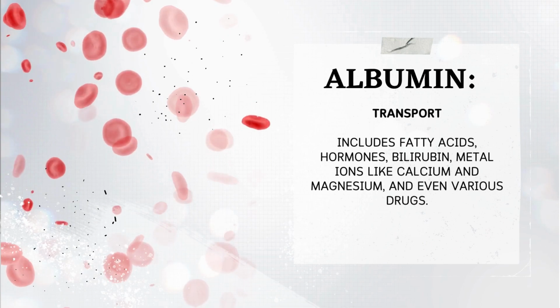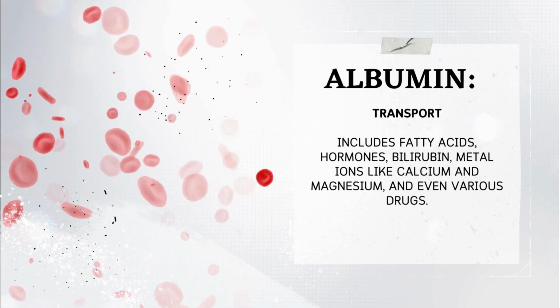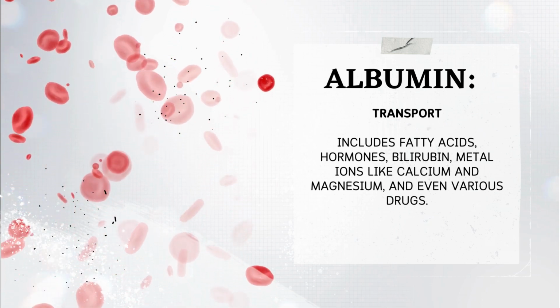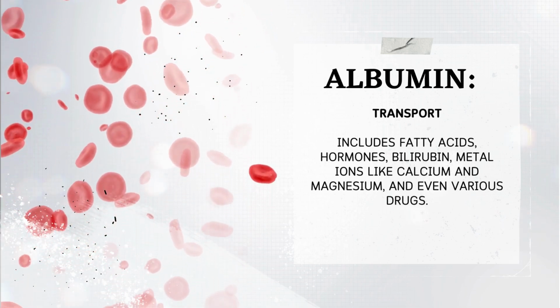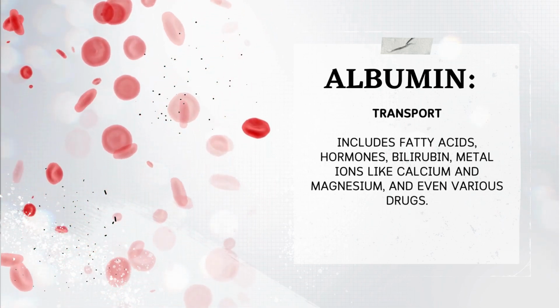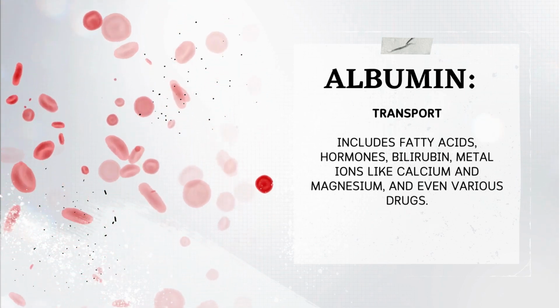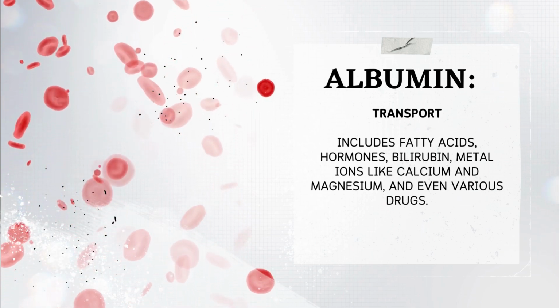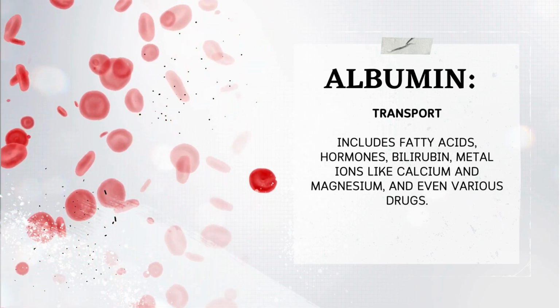Molecular delivery service: albumin acts as a versatile transport protein, binding and carrying a wide range of molecules throughout the body. This includes fatty acids, hormones, particularly fat-soluble ones, bilirubin, a waste product from red blood cell breakdown, metal ions like calcium and magnesium, and even various drugs. This binding capacity ensures the safe and efficient delivery of these essential molecules to their target sites.